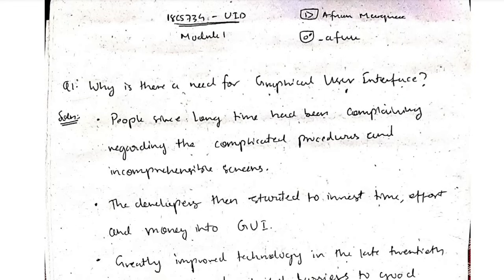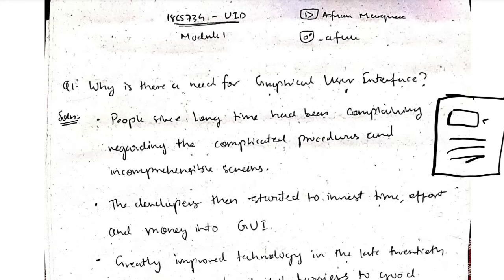The first question is why is there a need for a graphical user interface? When the early screens were invented, they did not have as many interactive features as we see now. At that time, only people who knew coding and programming understood what the terminologies meant, and those were just text. There were no icons either.